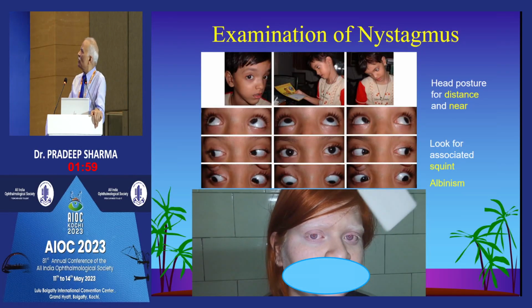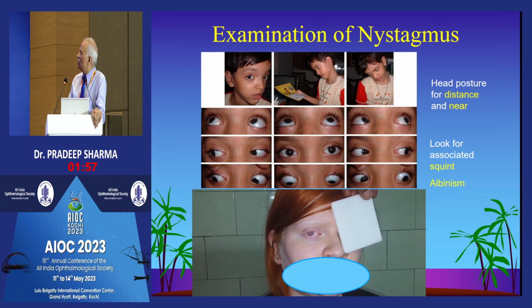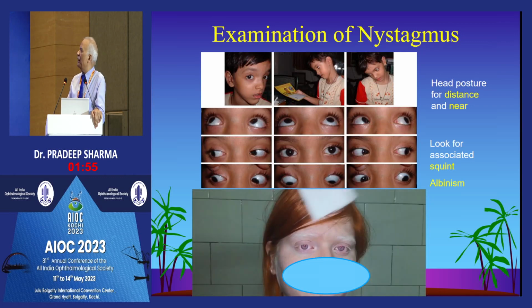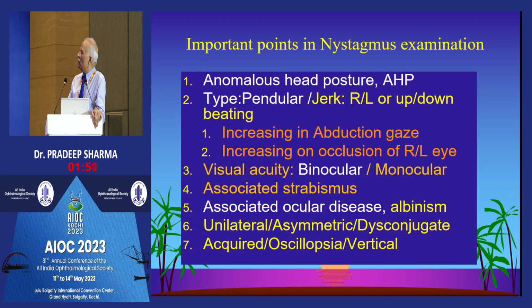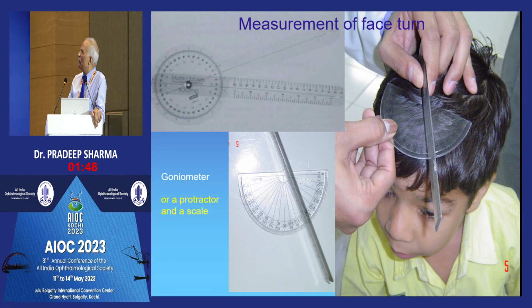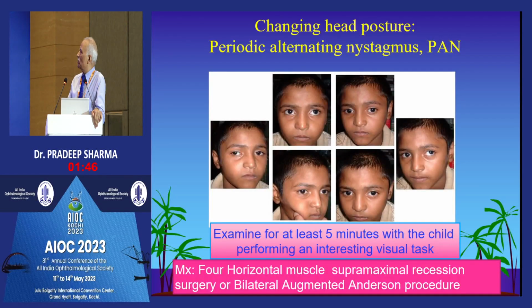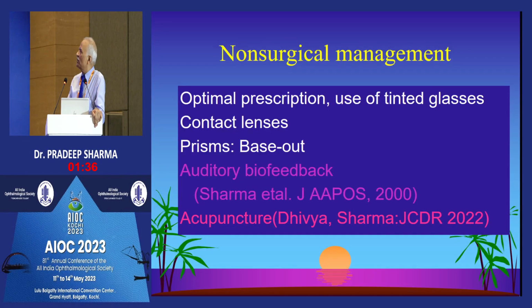So examination, just to remember: head posture for distance and near, look for associated squint, and any associated albinism in these cases. So this is what you have to keep in mind. Now measurement should be done for the head posture to find out how much surgery is to be done. Sometimes children would have a changing head posture or periodic alternating nystagmus. You need to examine them for at least 5 minutes in order to check for this PAN. If you miss it, you will have problems.